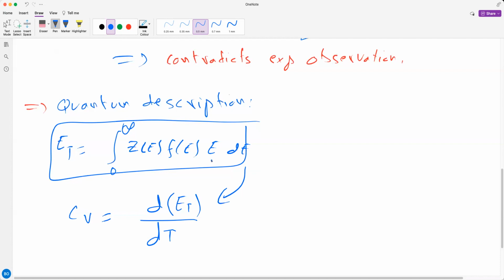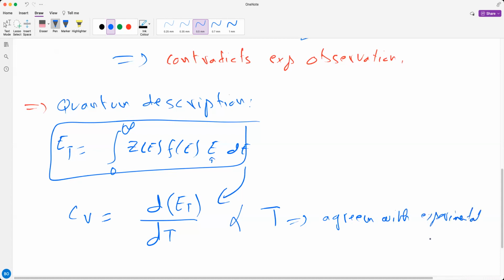Occupation probability and the energy. And then if we do this, it will give me the density of the specific heat, and it is really proportional to the temperature. If we do the calculation, it will give you something proportional to the temperature. And this is in agreement with the experimental value.